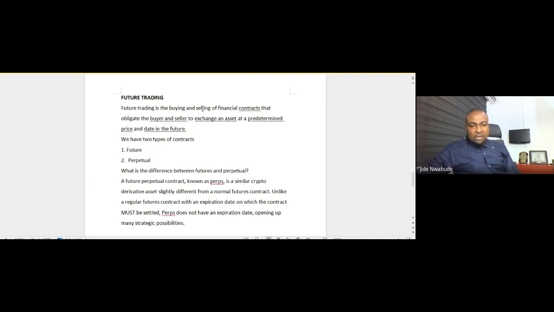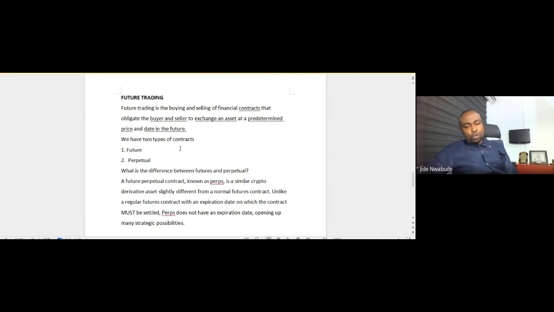So let's see the definition. It says future trading is the buying and selling of financial contract that obligate the buyer and seller to exchange an asset at a predetermined price and date in future. So on the line, you're buying a financial contract. Here, buyers and sellers exchange the assets at a predetermined price and a date in future.